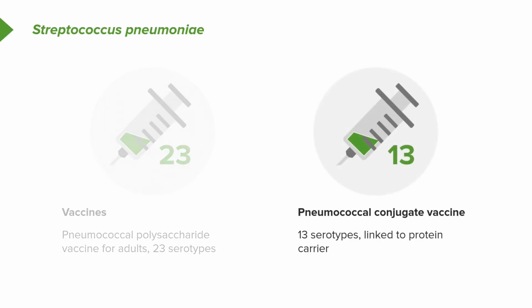There's also a vaccine for kids. You should give it to them. It's called the pneumococcal conjugate vaccine. It contains 13 different serotypes of pneumococcal antigens linked to protein carriers. So give it to your kids and they won't have to get the vaccine when they get older because they will be protected.